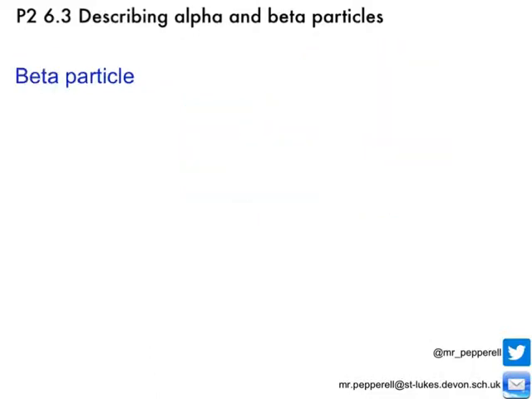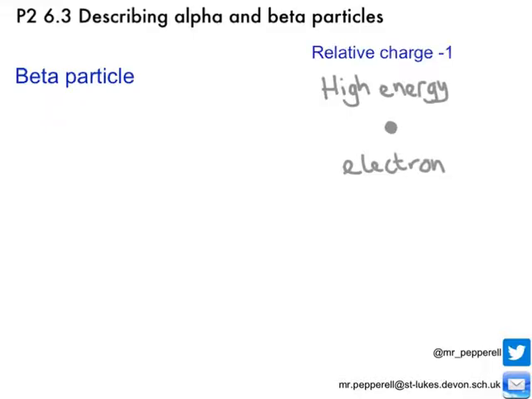Well, what about the beta particle? Well, a beta particle is actually made up of a single high energy electron. And we know that electrons are negatively charged, so what we can straight away say is if we've got one negatively charged electron, the relative charge of a beta particle is -1.